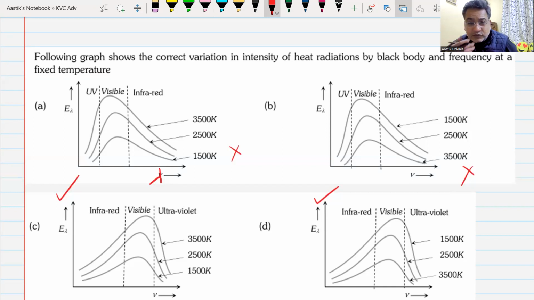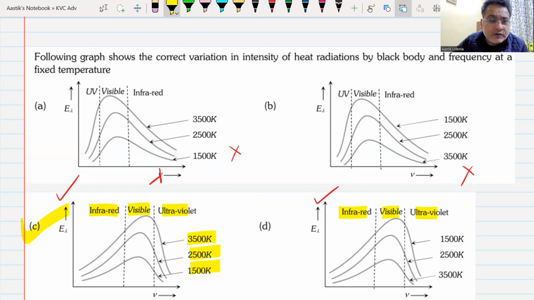Infrared wavelength is more, so frequency has to be less. So the first one would be infrared, then visible, then ultraviolet. These things are same here. You just have to look at the temperature. More temperature means more area. More area means more energy. The only thing that satisfies this is option C. And option C happens to be the right answer. Do we understand this? Or has this gone above our head?